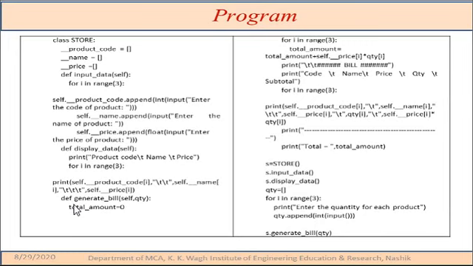Then the next function I have created is to generate the bill. Once the order is given, the very important thing is that we have to generate the bill. For generating the bill, first we have to calculate the total amount. How can we calculate the total amount?